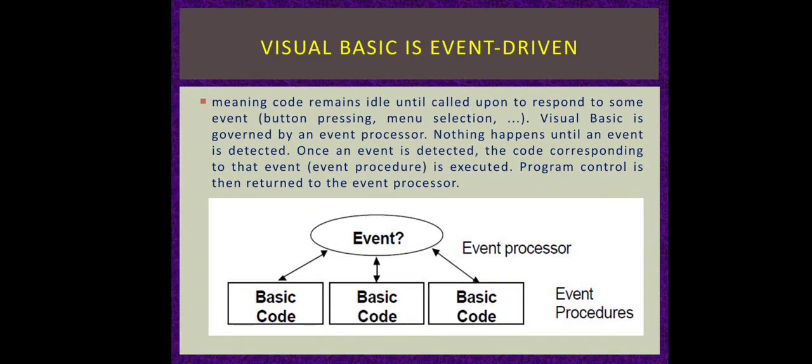As we can see here in the diagram, an event is associated with the base code, and there are event procedures. Once we activate this event, like a key press, button press or some other menu selection, the code in the background gets executed. If we don't trigger the event, the code in the background of that event will definitely not get executed.